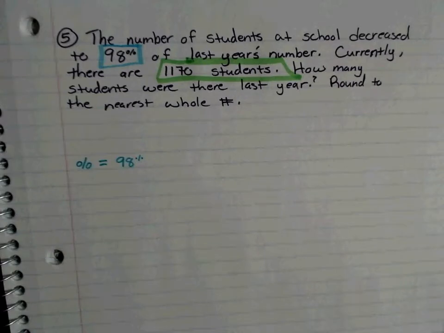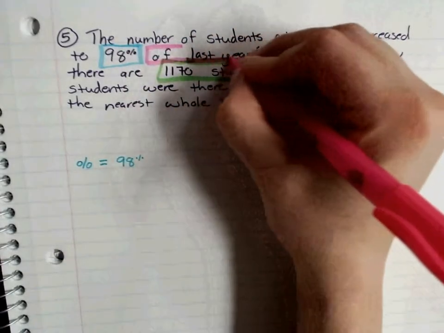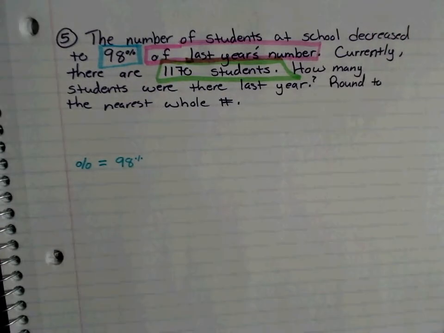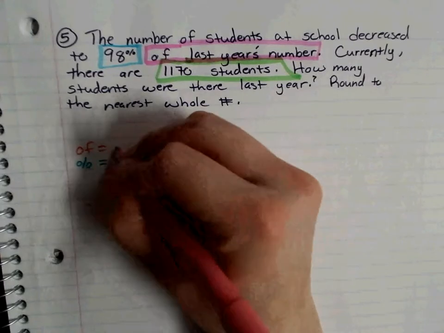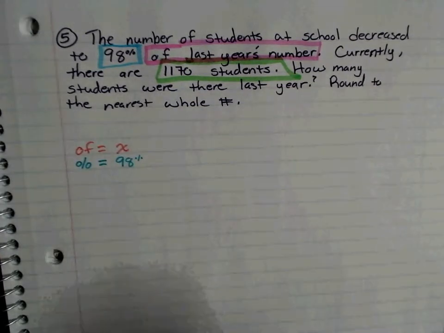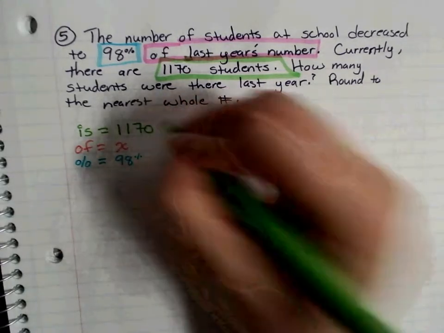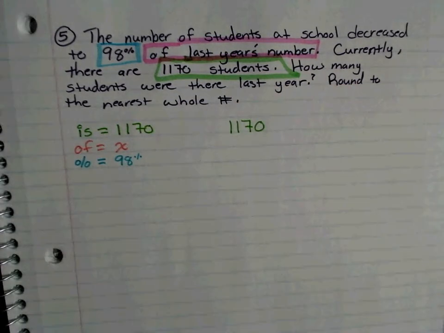And what did I say you're going to do? You're going to round to the nearest whole number. Okay, that's why you guys have to make sure you're reading. I know that you're going to get a decimal answer because it told you to round to the nearest whole number. Okay, so our "of" is the value that is missing. That's our x. Our "is" is the value we currently have, which is 1,170.